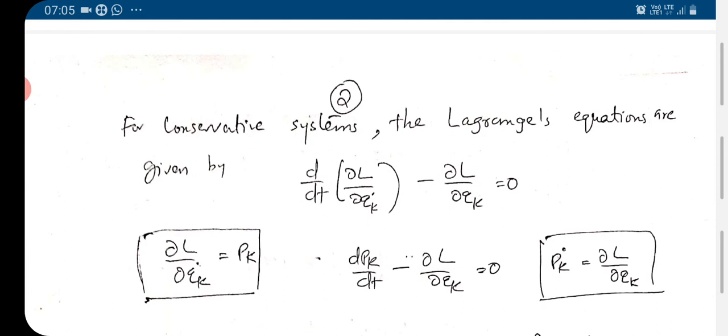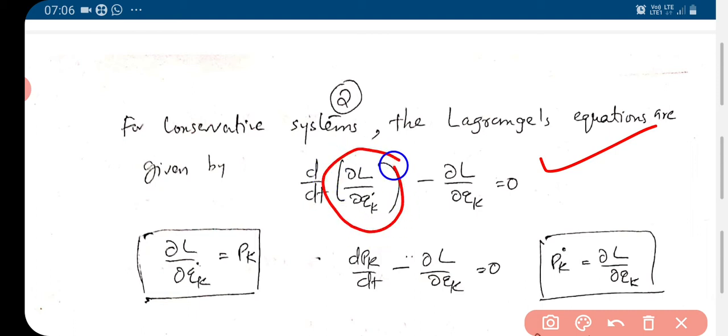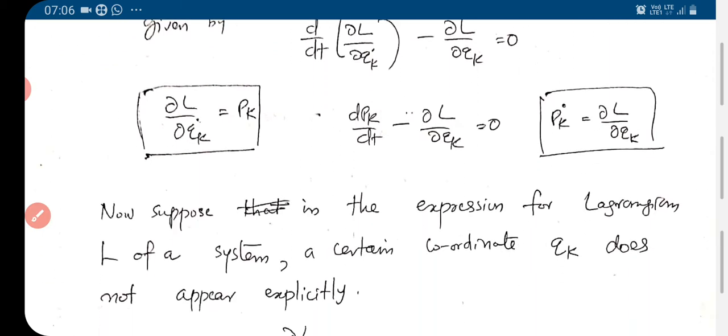And for conservative systems, we write Lagrange's equation in this form: d/dt of ∂L/∂qk dot minus ∂L/∂qk. This ∂L/∂qk dot is pk, the generalized momentum. So we have dpk/dt minus ∂L/∂qk equal to 0, or pk dot is equal to ∂L/∂qk.